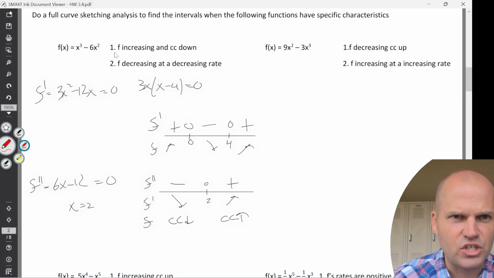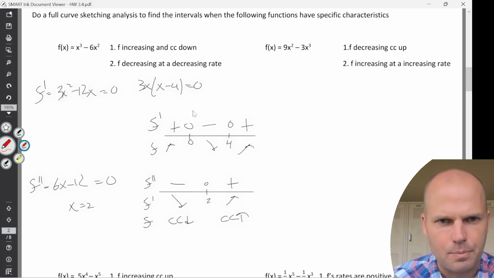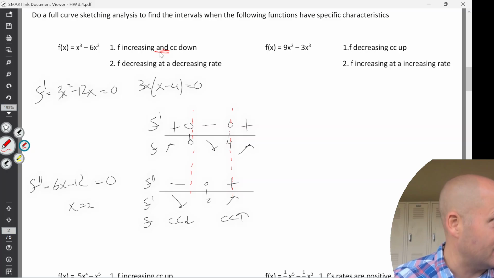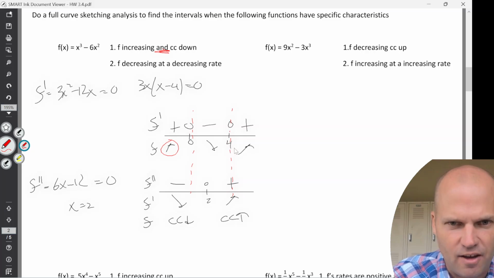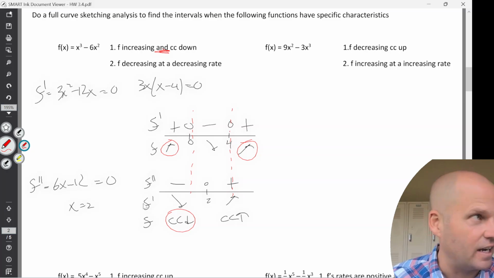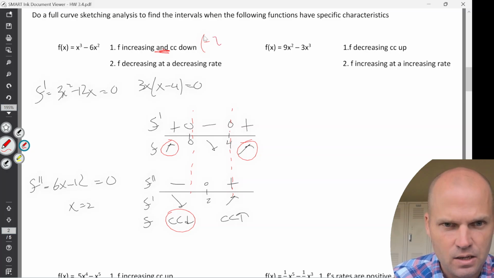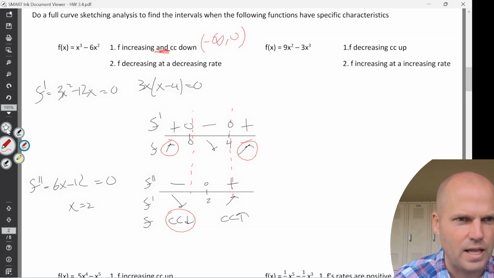When is F increasing and concave down? What's very important is to line these things up. Get them aligned so that you're looking at your intervals when we are anding, not oring. F is increasing when F prime is positive. F is concave down when F double prime is negative, when F prime is decreasing. I'm going to go from -infinity to 0. That's when we are both. That's the only time they overlap.